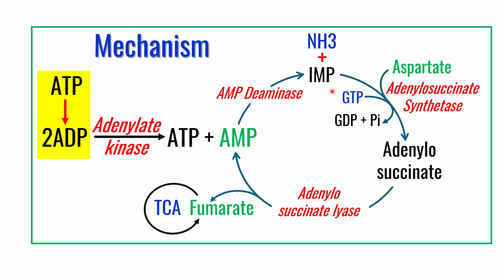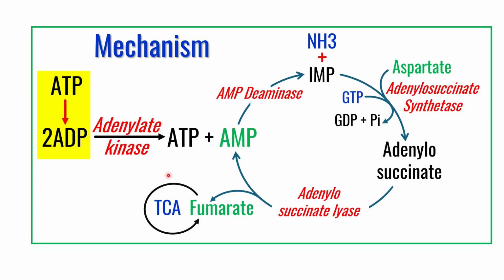In the second step, IMP condenses with aspartate and is converted into adenylosuccinate by the action of the enzyme called adenylosuccinate synthetase. This enzyme utilizes GTP as the source of energy. In the third step, adenylosuccinate is converted back into AMP and fumarate by the action of the adenylosuccinate lyase enzyme. AMP produced during this reaction supports the continuation of the cycle, thereby pushing the adenylate kinase reaction in the forward direction, making ATP available for muscle activity.